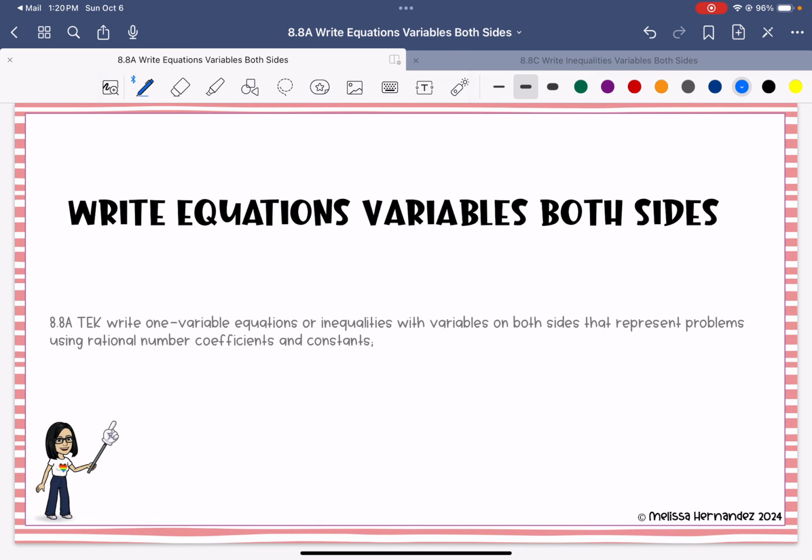This video, we're going to practice writing equations with variables on both sides. We're not going to solve them, and it comes directly from TEK 8.8a.